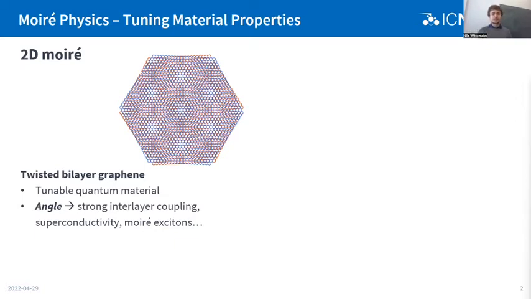The prime example in 2 dimensions is, I guess, twisted bilayer graphene, which is a tunable quantum material. So there are quantum effects visible at the meso or even at the macro scale if we find the right twisting angle. And examples of effects that are emerging in this kind of structure, bilayer graphene, is strong interlayer coupling. We can see superconductivity, and there are Moiré excitons which emerge depending on which exact Moiré crystal we're looking at.